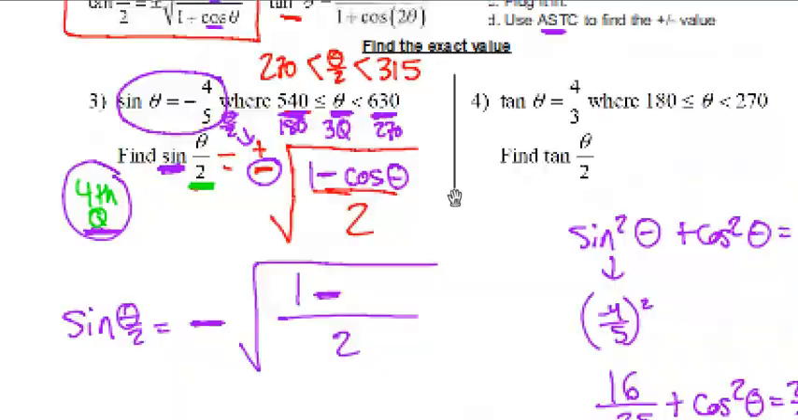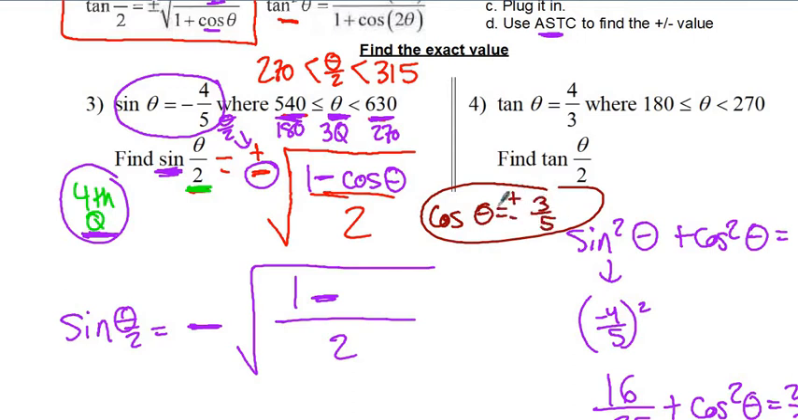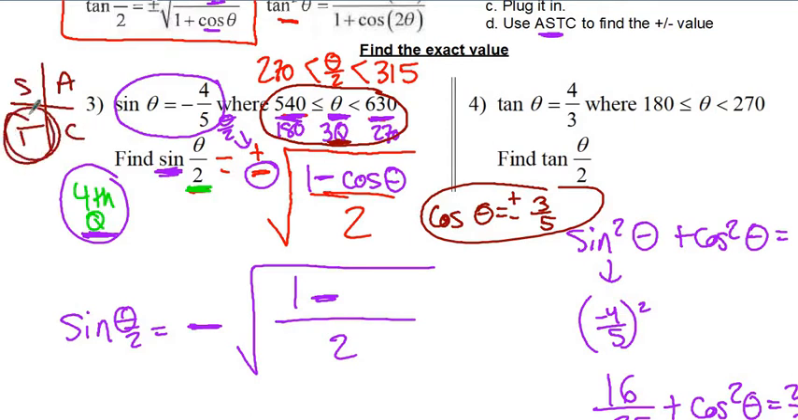And the answer is we do it based on this. We just found out that cosine is equal to positive or negative 3 over 5. How do we decide? We decided up here at the beginning of the problem that we were in the third quadrant. What is cosine in the third quadrant? Third quadrant is right here. Cosine is negative in that quadrant, so we're going to take the negative 3 over 5.